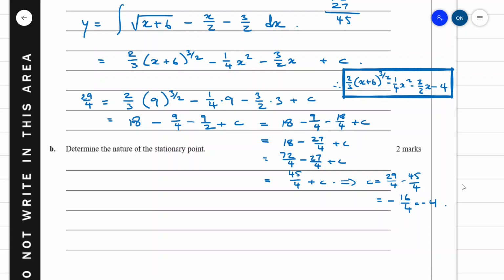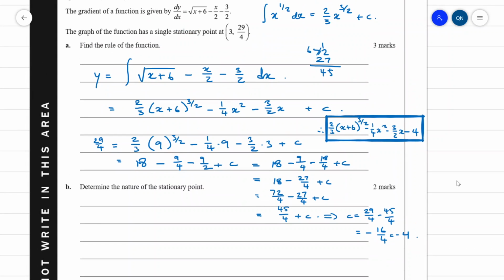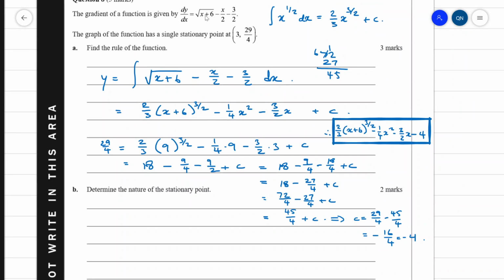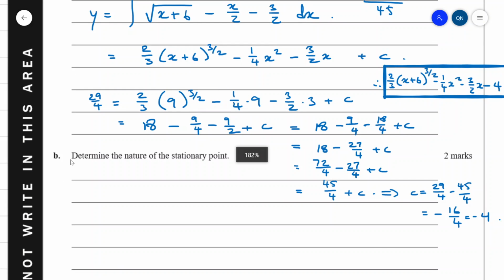Anyways, part B, determine the nature of the stationary point. So how do you determine the nature of a stationary point? Well, you center yourself on the x value, so 3. Then you just take a look on either side and see what happens. So you take a look at the derivative function in particular. I think it's the sign table or something like that, or the derivative table, I don't know what it's called.